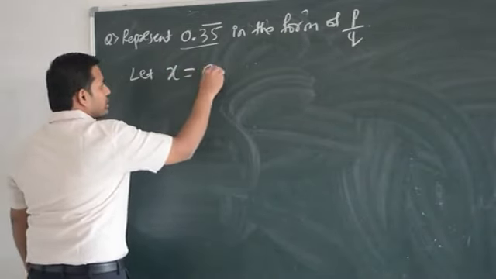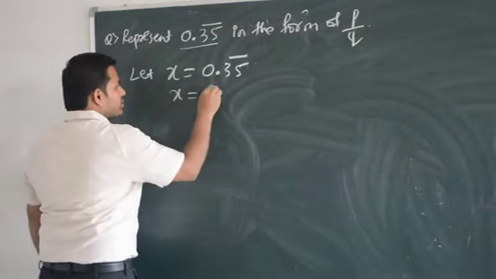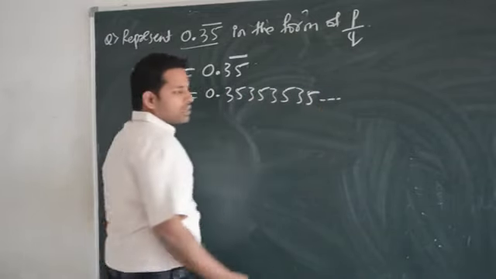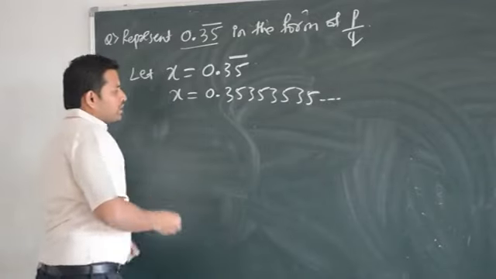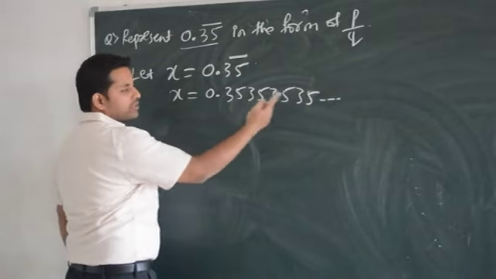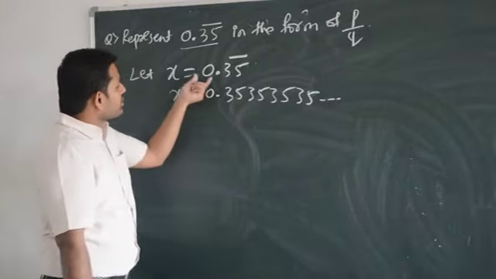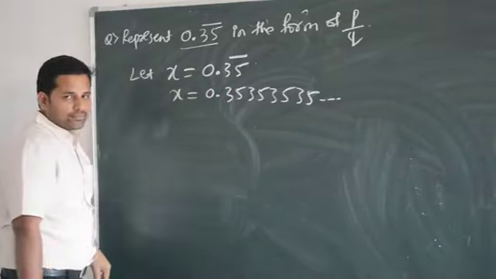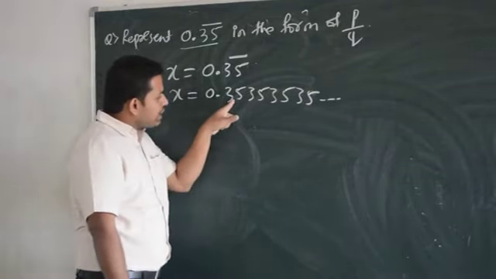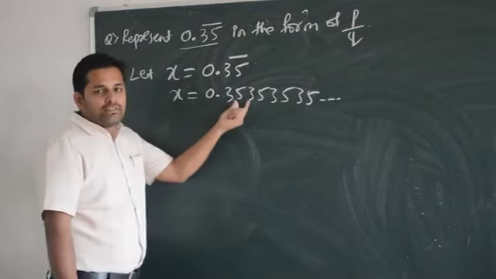Let x is equal to 0.35 bar. Now I can write it as x is equal to 0.353535 continuously. Now tell me what to do. Now see here, if I multiply both sides with 10, it becomes like 3.535353. I don't have the meaning for 0.535353, but I have meaning for 0.353535, that is x. That one variable is there. If I multiply with 10, it becomes 3.535353, I understand that. But I don't have a value for 0.535353 and all.